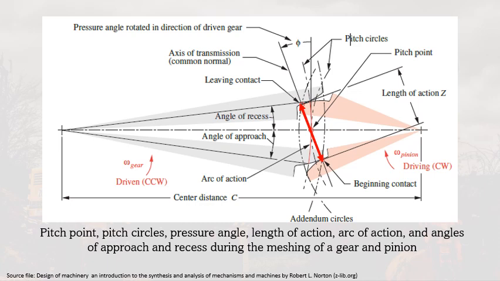The arc of action is equal to the sum of the angle of recess and the angle of approach. So the angles subtended by these points on the arc of action and the line of centers are the angle of approach and the angle of recess. They denote the points of beginning and leaving contact between the meshing pinion and the gear. So here is the point where they leave contact, and here is the point where they begin to have contact. So along the pitch circle, the intersection is the arc of action.